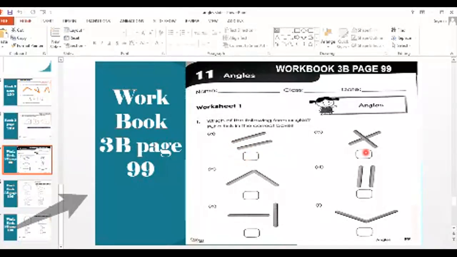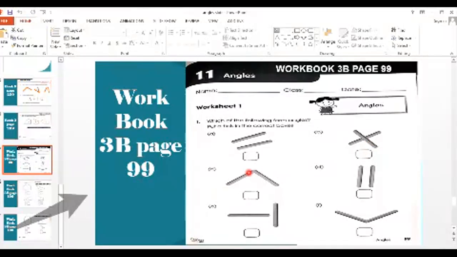Look at figure or picture B. In this picture, there are two straight lines, and see, their joining part is in the middle. They are joining from the middle. So this is the point where they are joining. So this is a correct box, and there is an angle in this picture. So you all will take box B. Look at picture C.